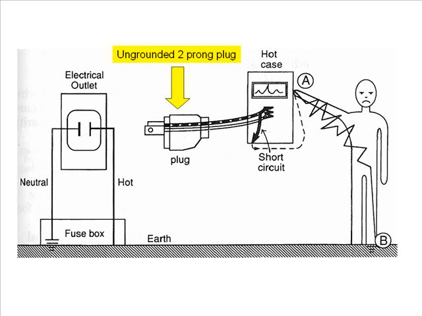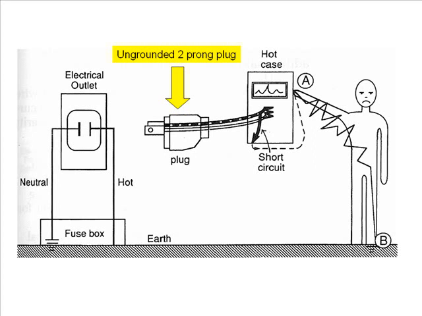Here is a typical old house with an ungrounded two-prong plug. And imagine for a moment that the hot wire on that two-pronged plug is frayed and therefore touches the metal case on the instrument this person is using. It might be, for example, a radio or a hairdryer.